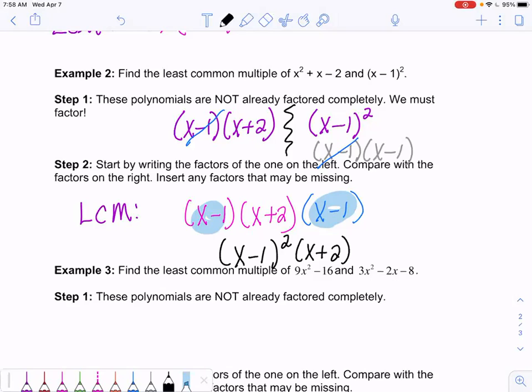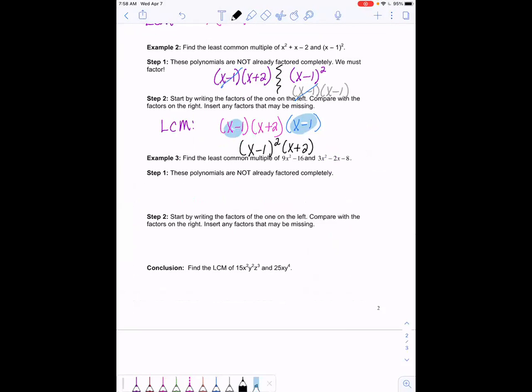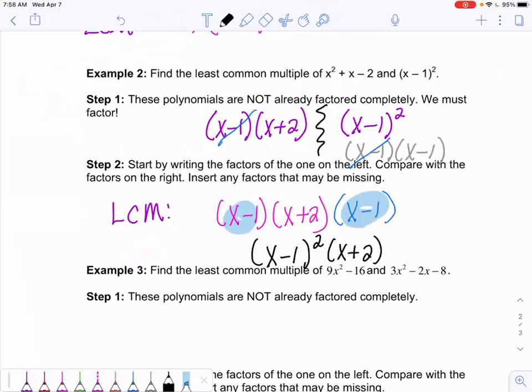The first one they have in common, we already wrote that down. They have that in common. And then I still have that second one that I didn't cancel because it wasn't originally written. So anything that isn't there needs to be listed. That's missing or wasn't originally there, anything that's left on the right side, anything that's remaining on the right side needs to be written in the least common multiple.